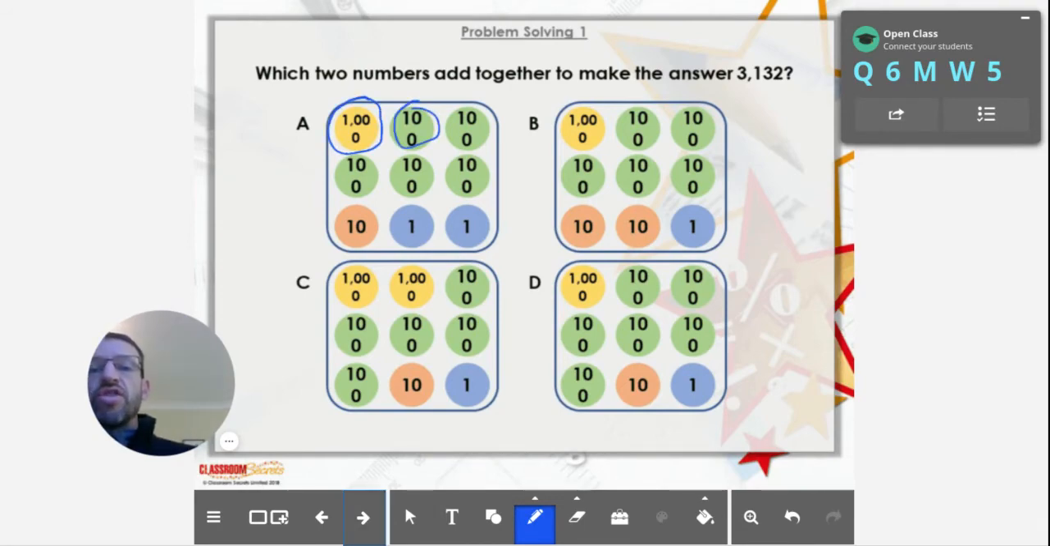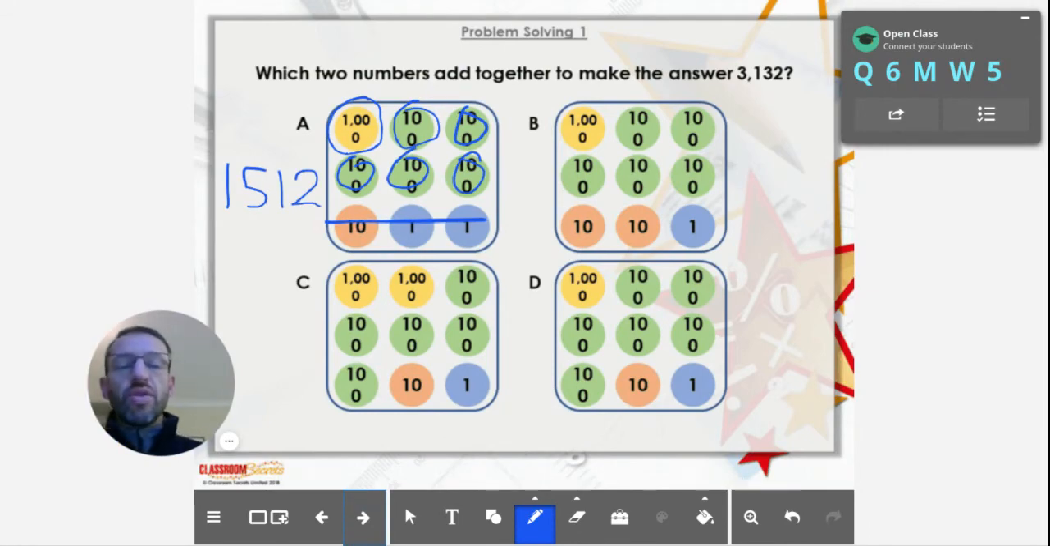These are my hundreds. So I've got 100, 200, 300, 400, 500. 1,500. Here we've got 10 and 2 is 12. 1,512. Then you'd write the answer for this one.